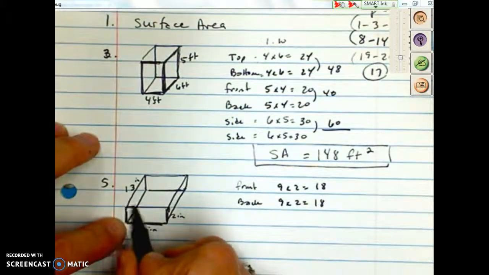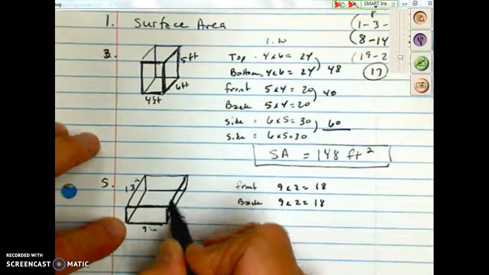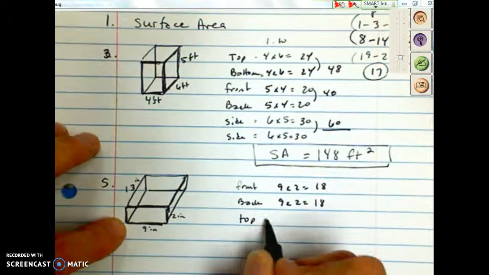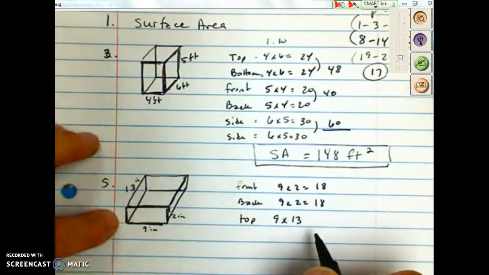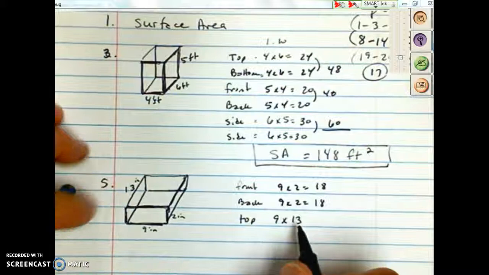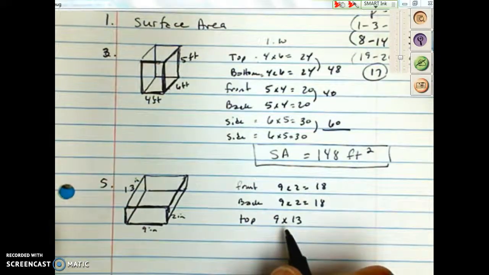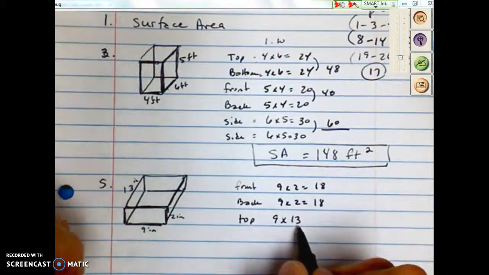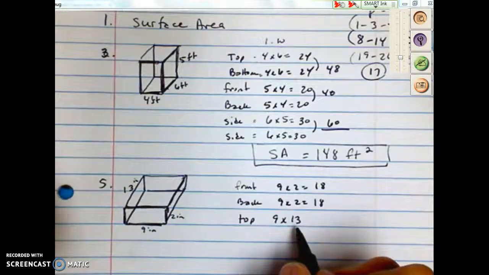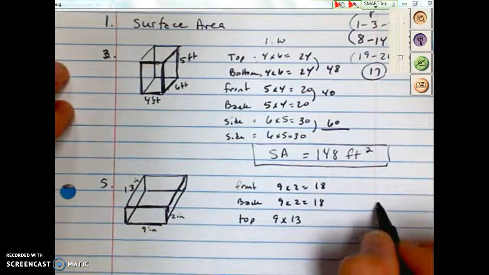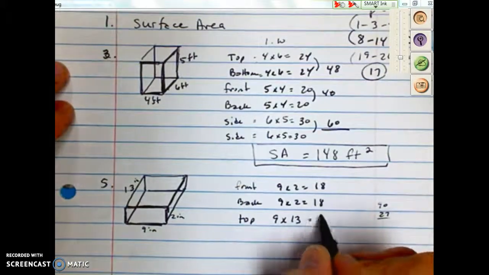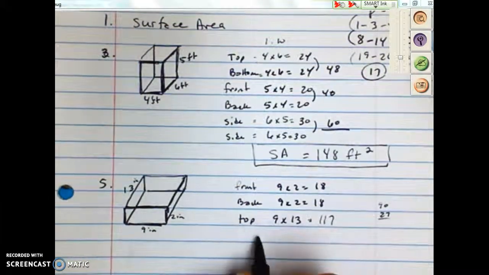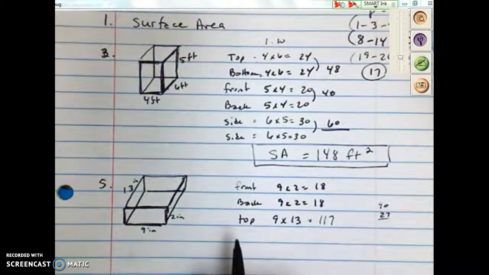If we do the top, it is 9 by 13. So the top is 9 by 13. And 9 times 10 of course is 90. And 9 times 3 is 27. So mental math, 90 plus 27, if you need to write it down, is equal to 117. Now we don't need to do the bottom because we're not going to frost the bottom of this cake.